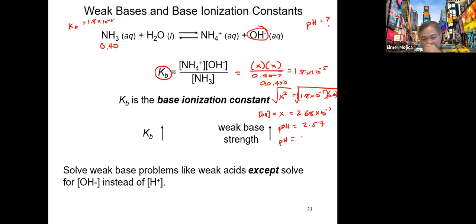So from that, this will now become 11.4. It's around 11.4. Kasi yung binigay naman sa inyo is 0.40. So 11.43. So tanong, you can do the approximation if it's not less than 5%, then that's what we call use the quadratic formula or quadratic equation.